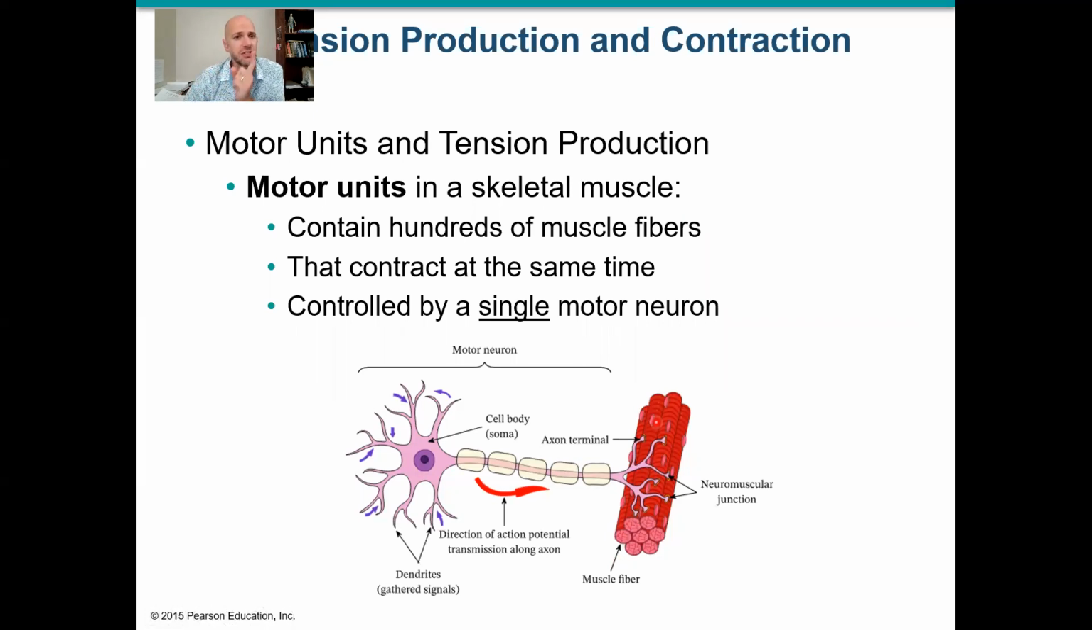Motor units can change in the number of cells and the size of the muscle fiber. Muscle fibers are not all uniform in their size. Some muscle fibers are really big and other muscle fibers are small.